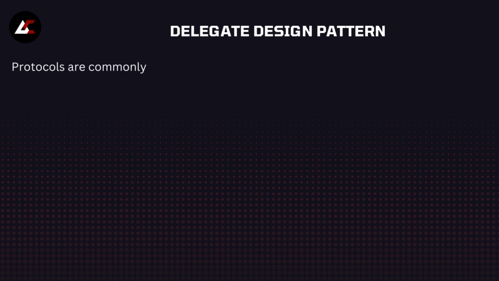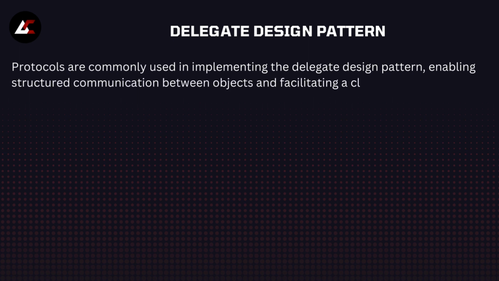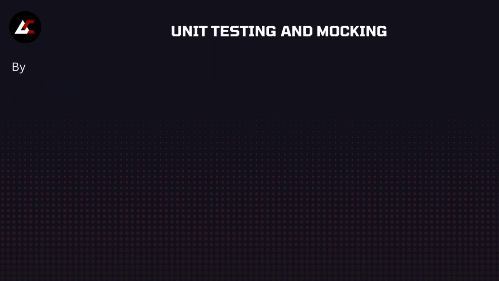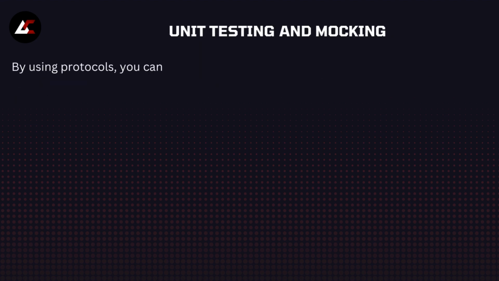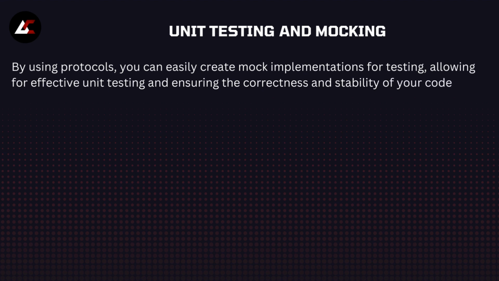Delegate design pattern. Protocols are commonly used to implement the delegate design pattern, enabling structured communication between objects and facilitating a clear separation of concerns. Unit testing and mocking. By using protocols, you can easily create mock implementations for testing, allowing for effective unit testing and ensuring the correctness and stability of your code.